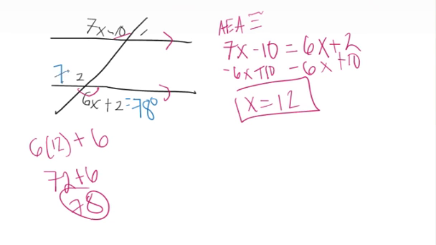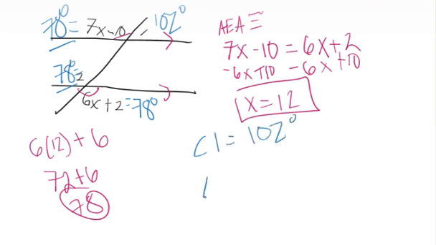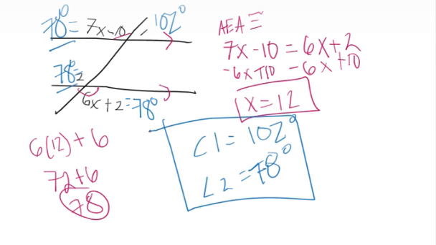If this is 78 degrees, then this is also going to be 78 degrees because they're vertical. And these two are going to be corresponding. And then these need to add up to 180, so this has to be 102 degrees. Okay, so angle 1 is 102, and angle 2 is 78. Okay, here we go. Nice job, Basketball Jones.